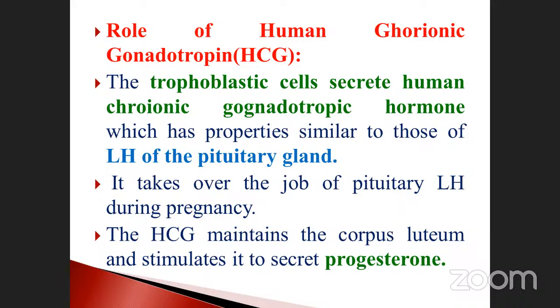What is the main function here? It maintains the corpus luteum and stimulates it to secrete progesterone. Progesterone is a very important hormone for the female. This is very, very important. Progesterone is secreted by the corpus luteum. Note it down and take notes: the corpus luteum secretes progesterone, a female hormone.